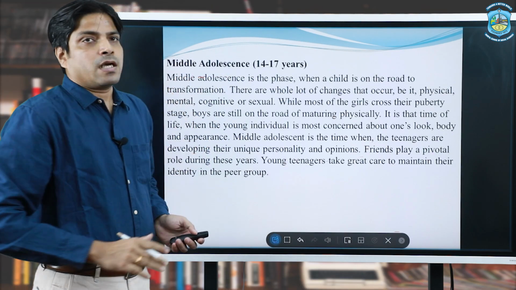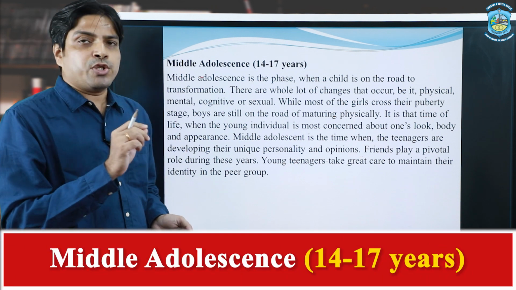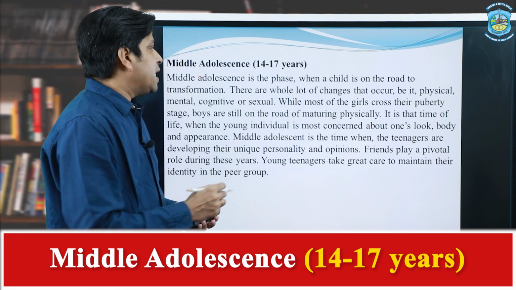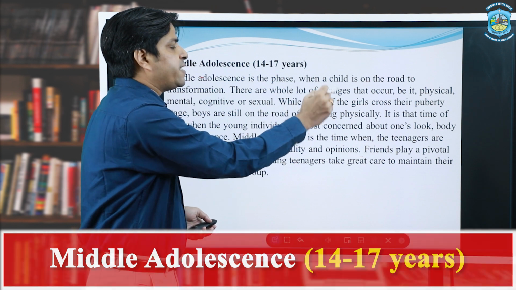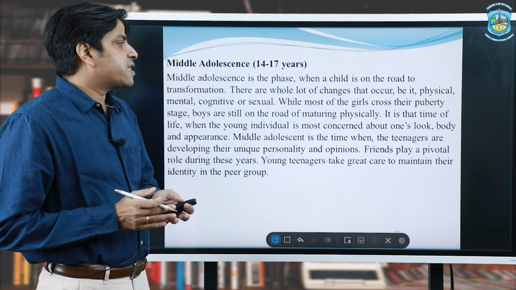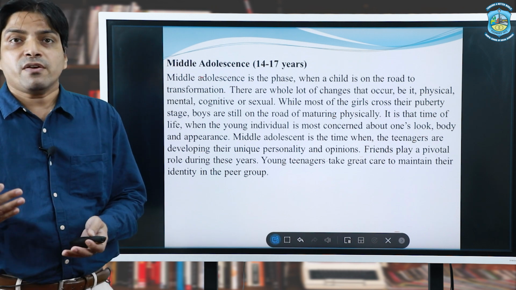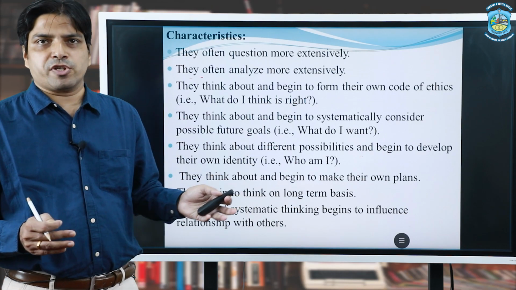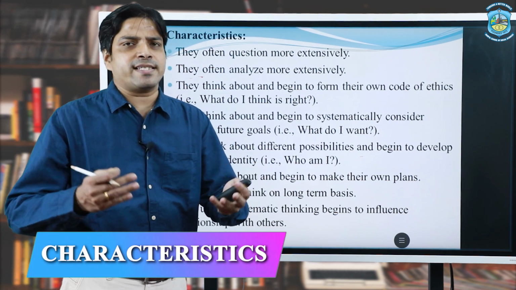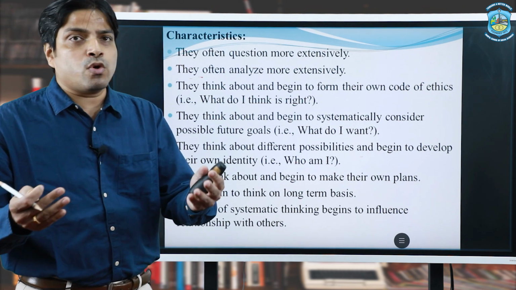Now comes the next stage, that is middle adolescence, which spans from 14 to 17 years. The characteristics of this age group are that there are a whole lot of changes that occur, be it physical, mental, cognitive or sexual. While most of the girls cross their puberty stage, boys are still on the road of maturing physically. They often question more extensively, they often analyze more extensively what they think about, and begin to form their own code of ethics.